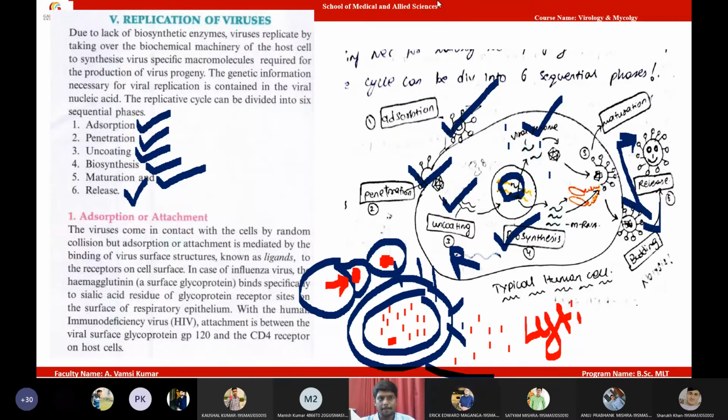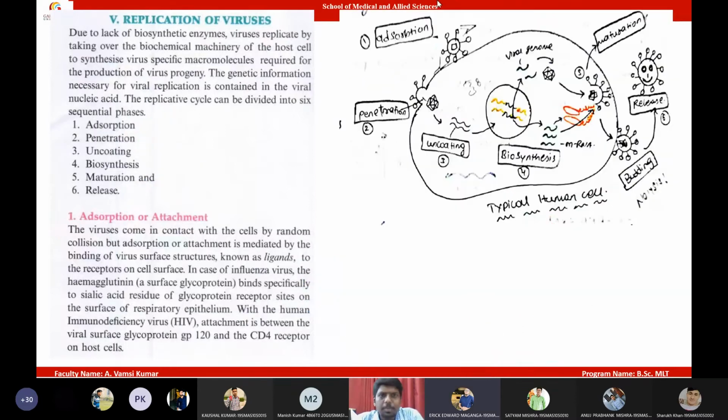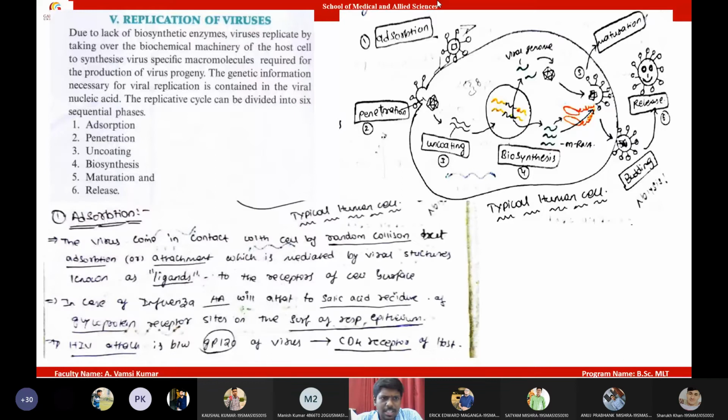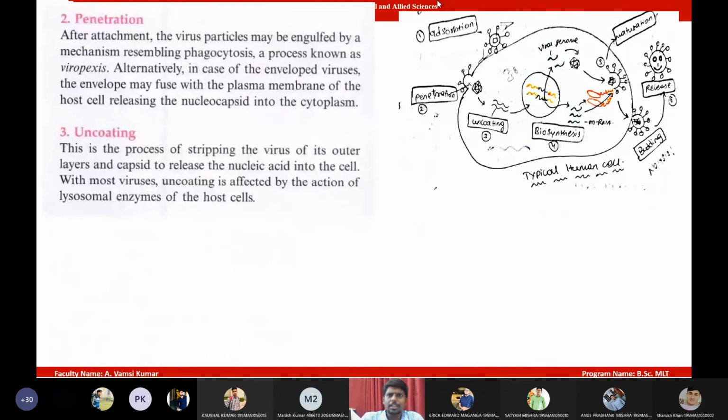Yes, sir. Okay, then next is penetration. So penetration, there is nothing much. Penetration means now the virus will penetrate into the cell. This penetration can happen in two forms. One is by phagocytosis. Phagocytosis means the cell itself will try to engulf the virus, and that is what the virus needs.